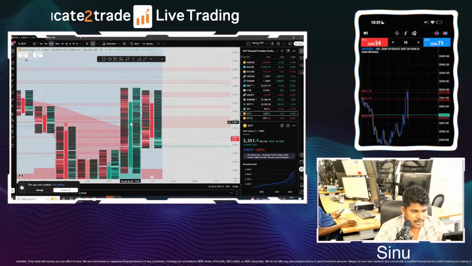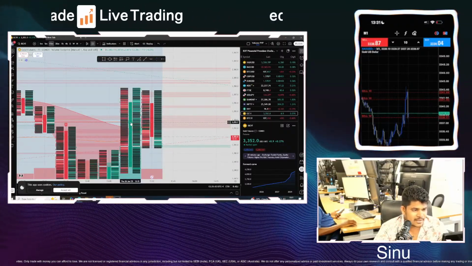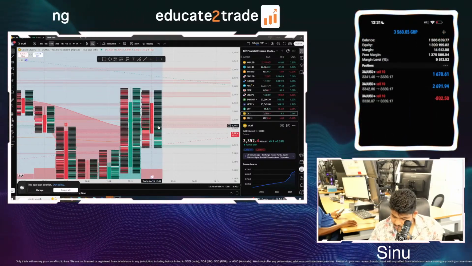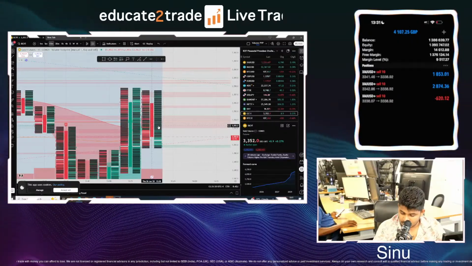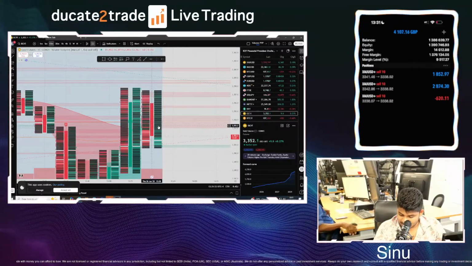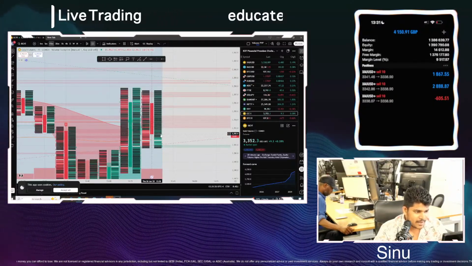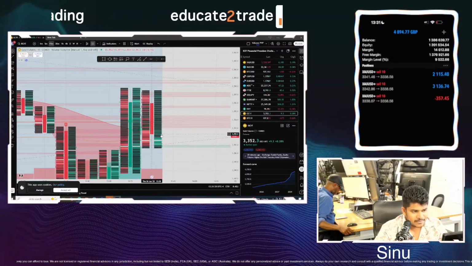So we don't want the price to go beyond 3353, so that we can hold on to this position. I have entered my third set of lots as well. When I'm right, I'm adding to my winners. So let's see if I'm able to keep this as a break-even trade.